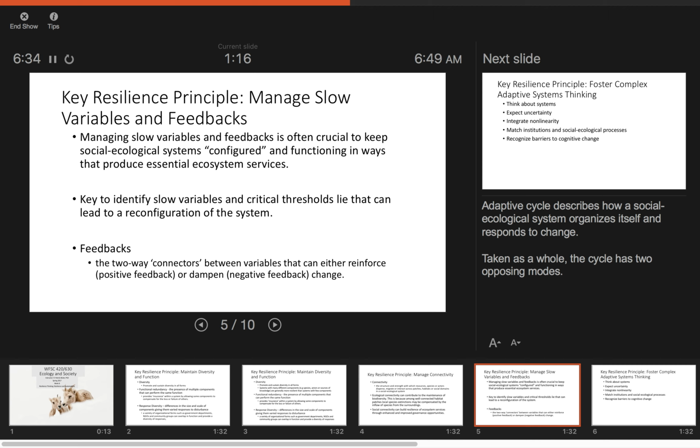Just to define feedbacks here. It's been defined in the past, but I think understanding feedback loops is really important. Feedbacks are the two-way connectors between variables that reinforce or dampen change. So the negative feedback slows down change, positive feedback speeds up change.